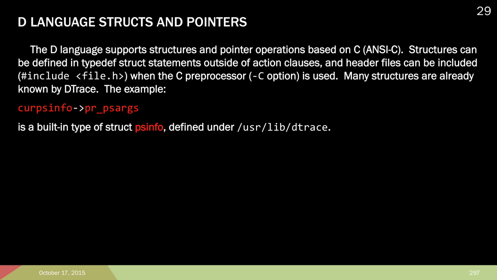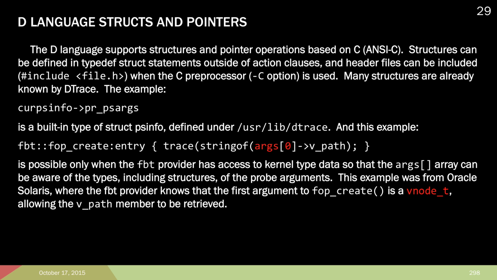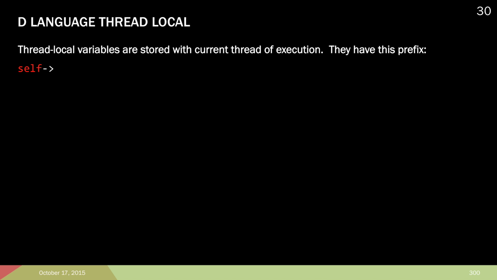For example, the curpsinfo->pr_psargs is a built-in type of struct psinfo. And this example is only possible because in Solaris, the FBT provider knows that the first argument to fop_create is a vnode, following the v_path member, which is what we want to retrieve.